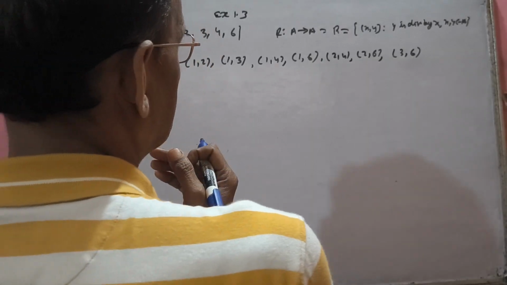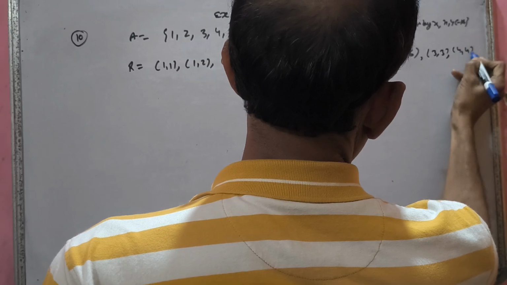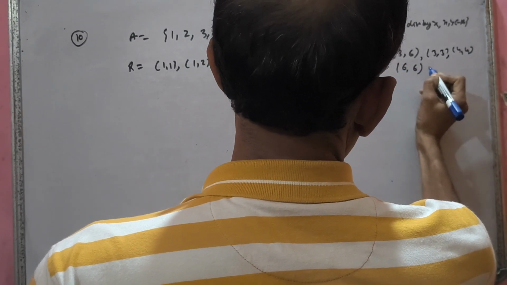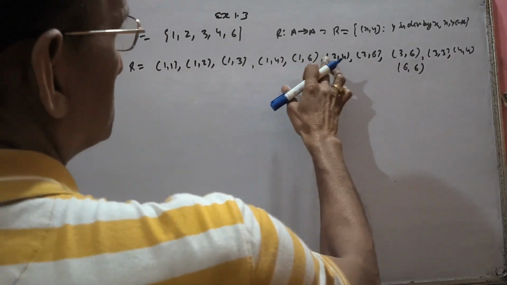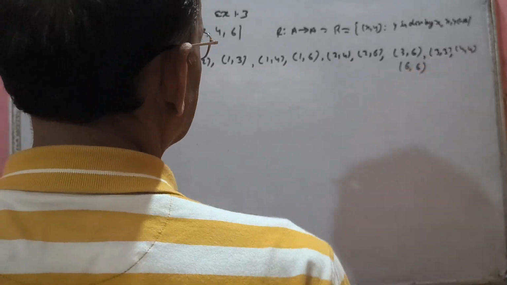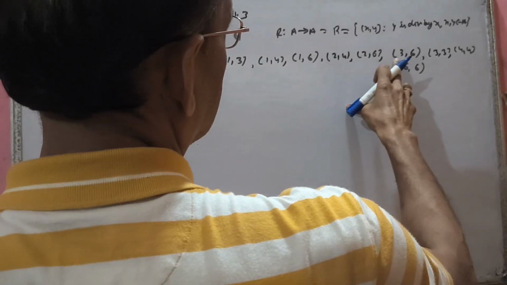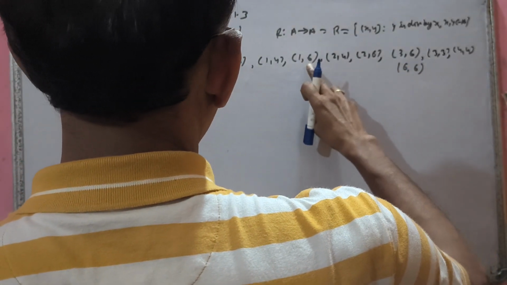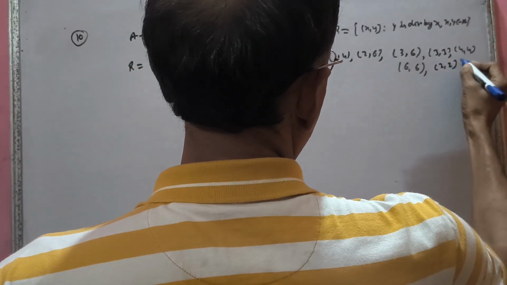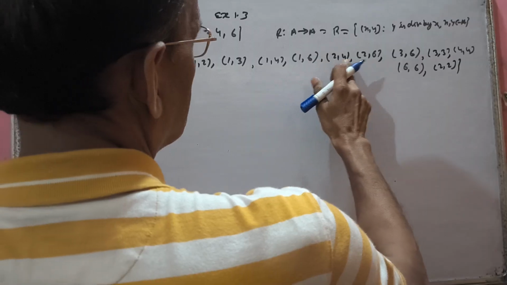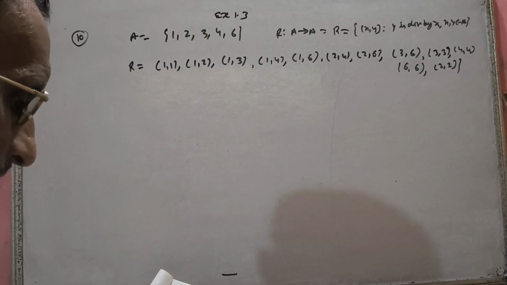We have not written 3, 3, we have not written 4, 4, we have not written 6, 6. Check it, it should be divisible. Anything left? We have written 1, 1, we have not written 2, 2. Okay, 2, 2 should be arranged. You can do it yourself better.